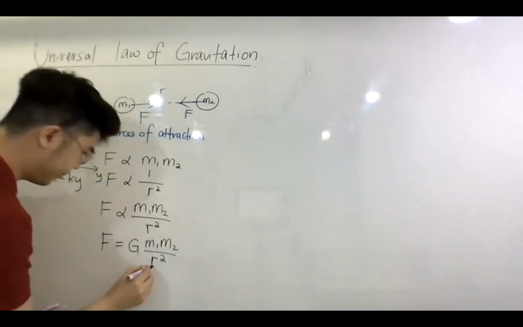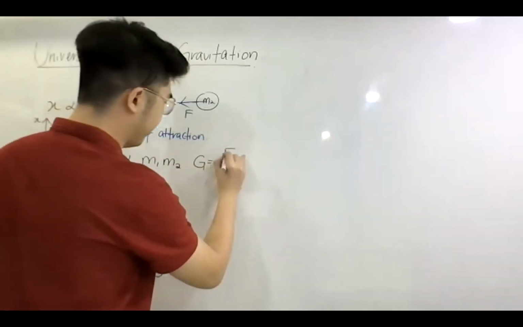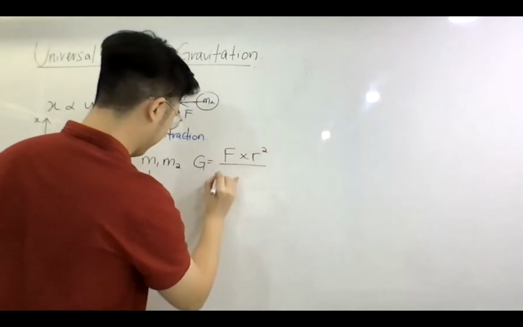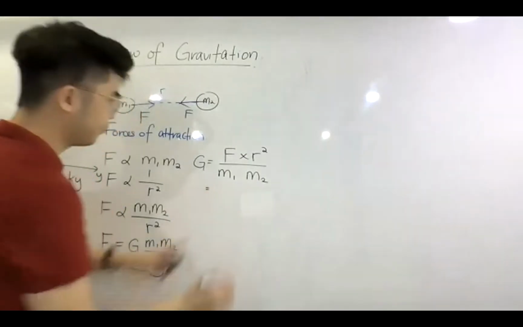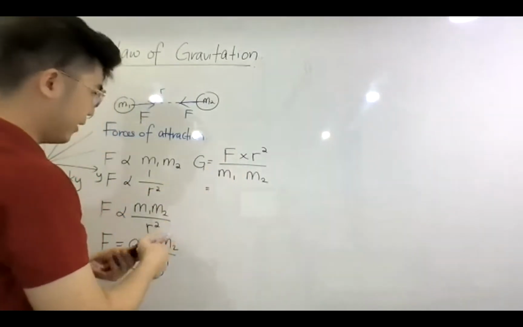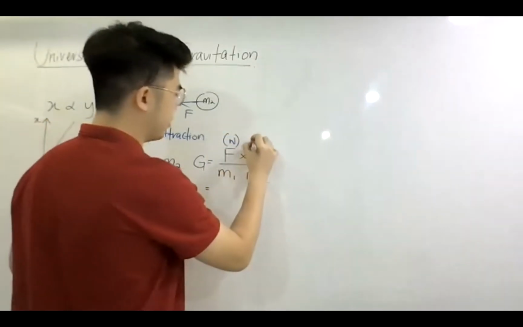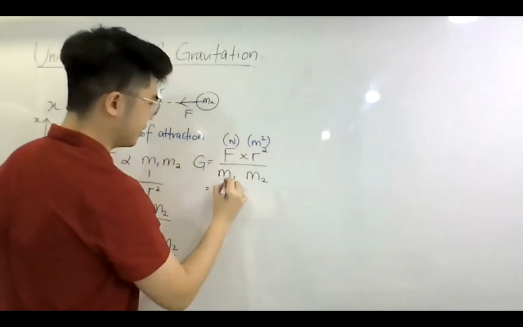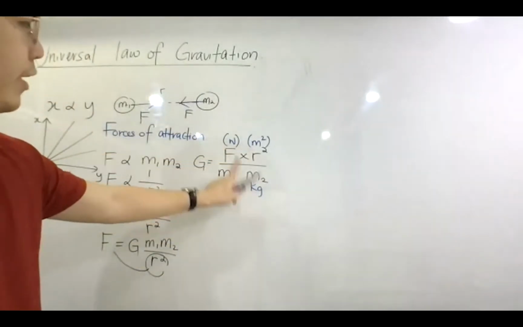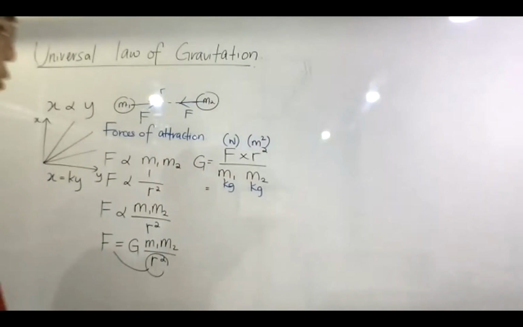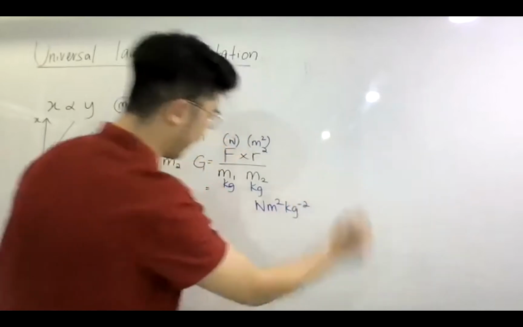Now let's see what G is. G I can write as, okay, let's see. This one I bring here, R squared I bring here, M I bring here. So G equals F times R squared over M1 M2. Okay, now look at the unit. This one is Newton. Here, this is distance, so meter squared. This is kg, this is kg. So Newton, this is kg squared. The unit you get is Newton meter squared per kg squared, like this.